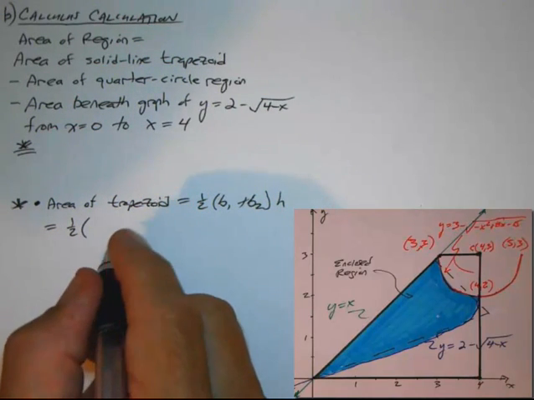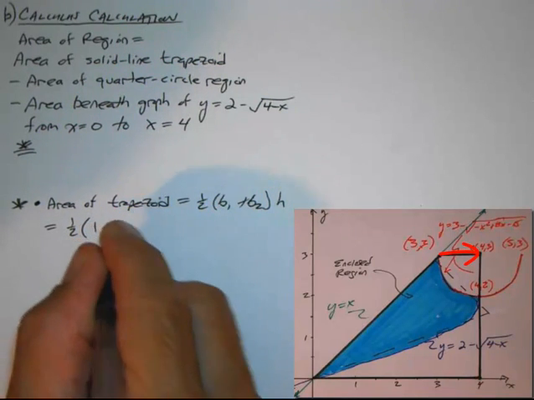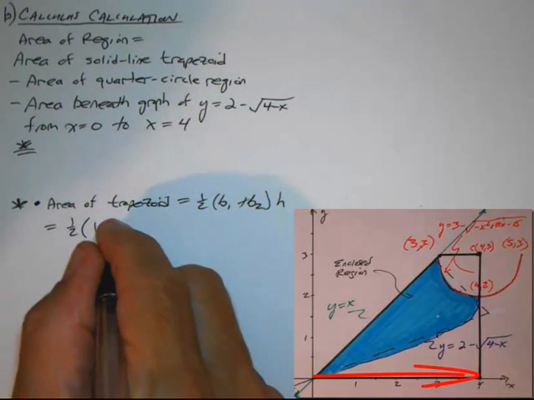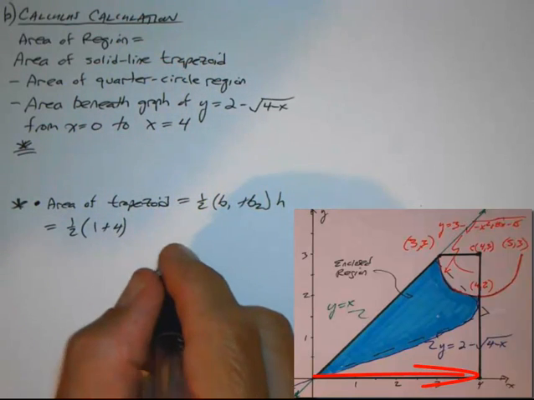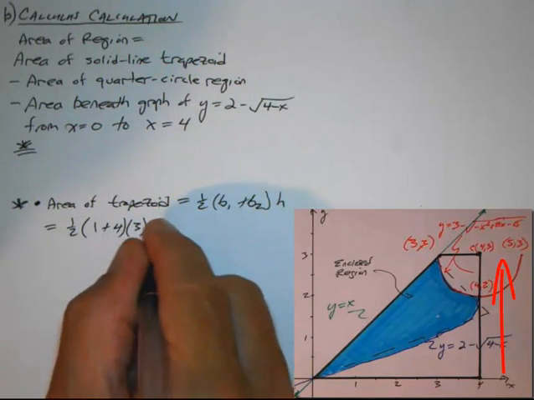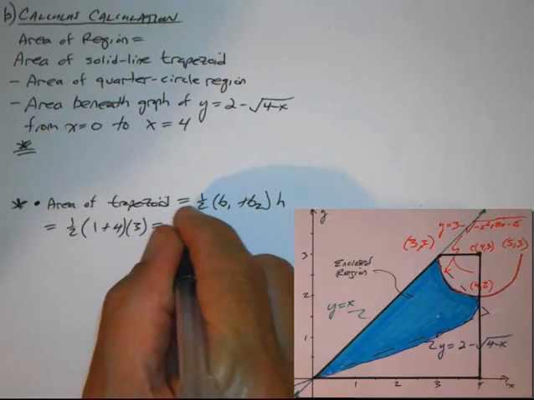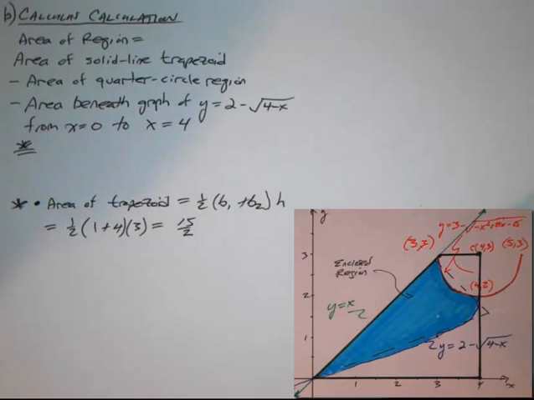In this case here, looking at our graph there, one base, say the smaller one, would be 1 unit of length. The longer base there is 4 units long. The height or altitude is 3 units long. 5 by 3, 15 divided by 2. Okay, we'll say 15 halves. Takes care of that.